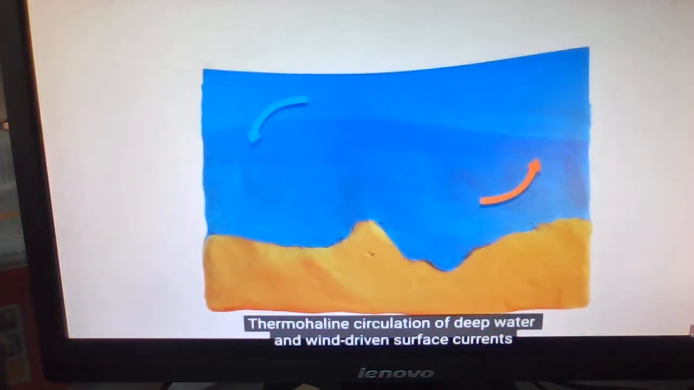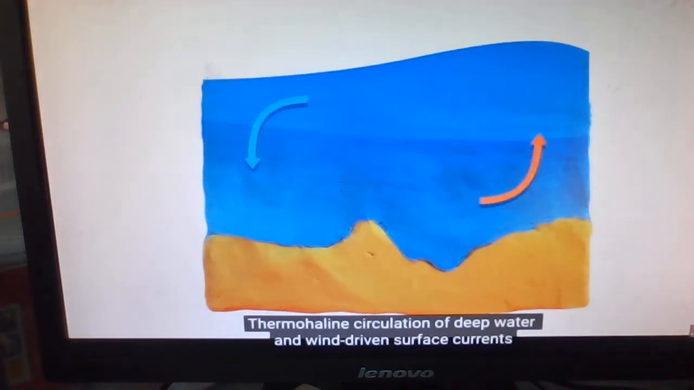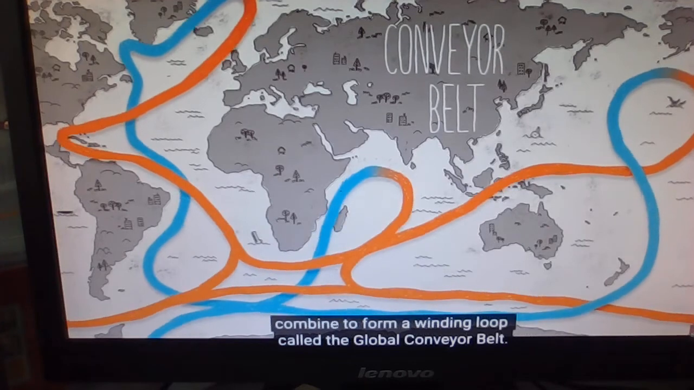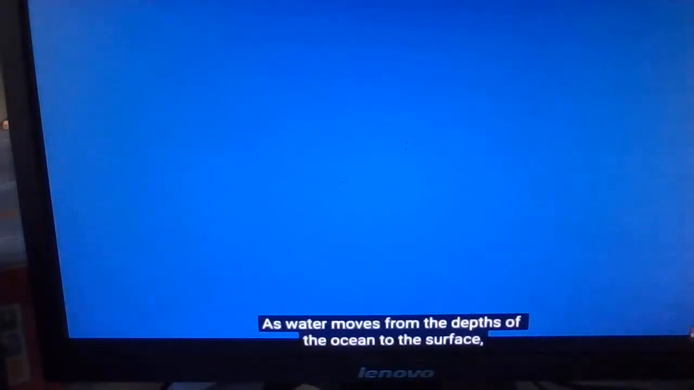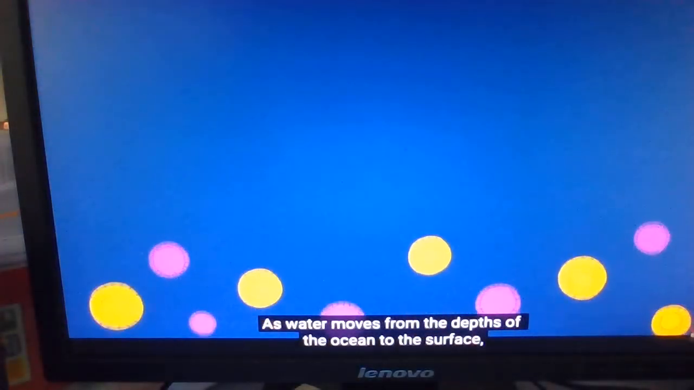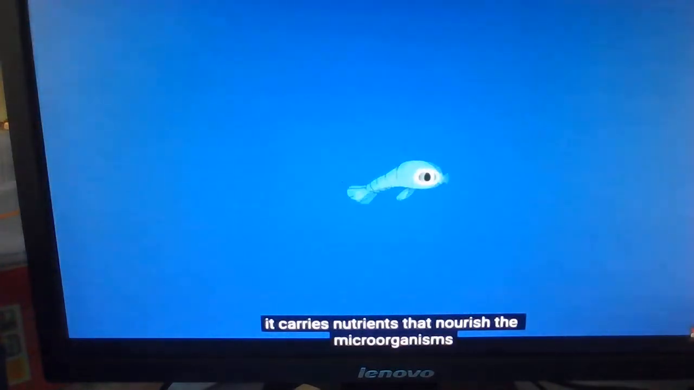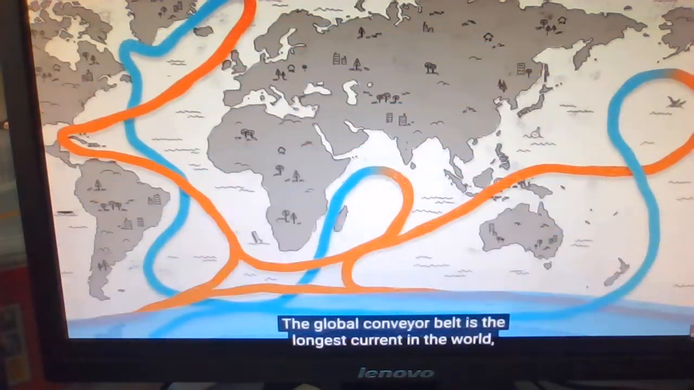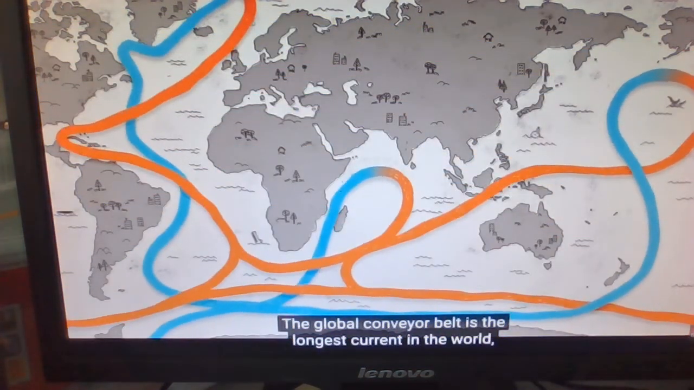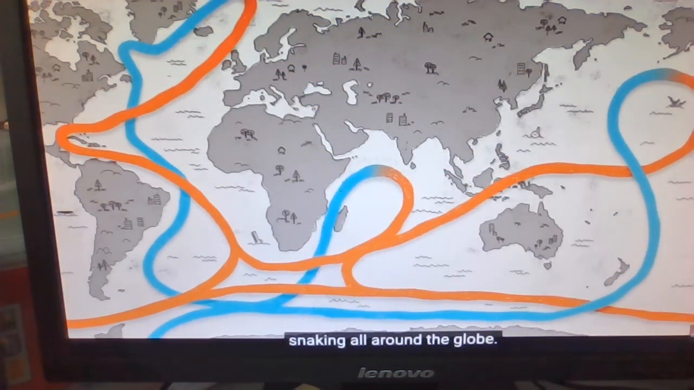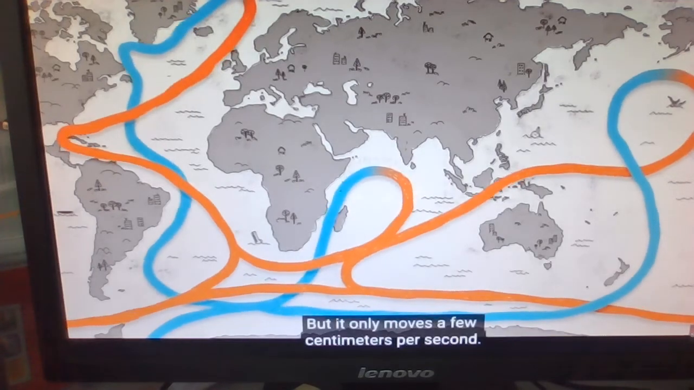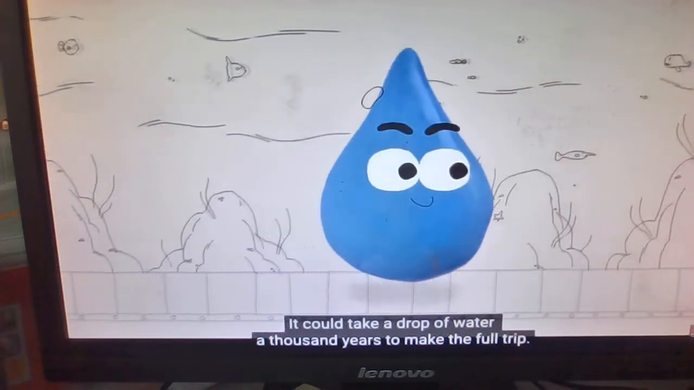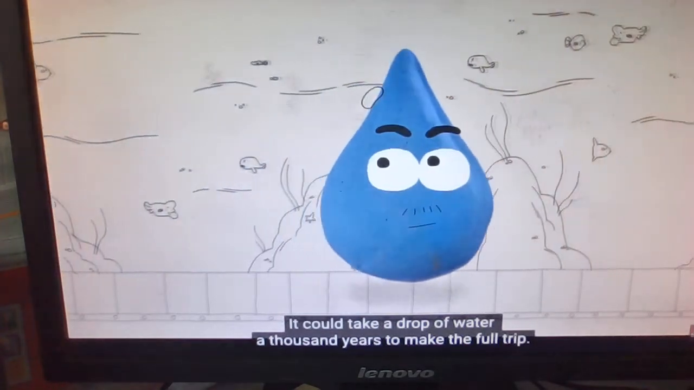Thermohaline circulation of deep water and wind-driven surface currents combine to form a winding loop called the global conveyor belt. As water moves from the depths of the ocean to the surface, it carries nutrients that nourish the microorganisms which form the base of many ocean food chains. The global conveyor belt is the longest current in the world, snaking all around the globe, but it only moves a few centimeters per second. It could take a drop of water 1,000 years to make the full trip.